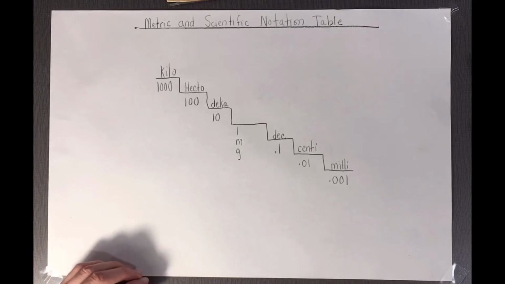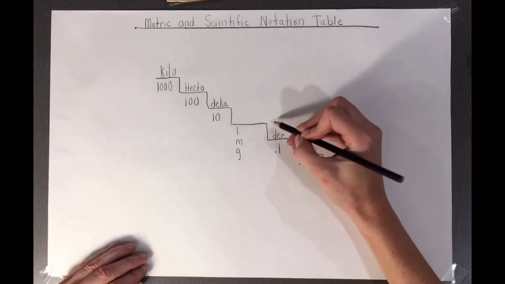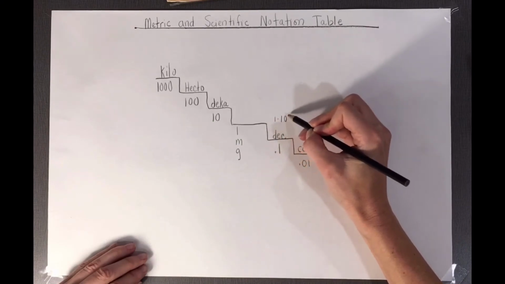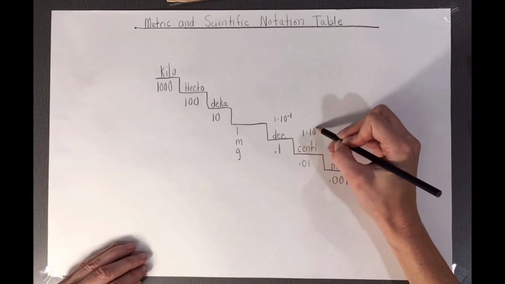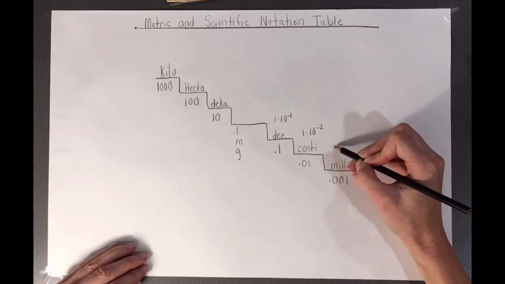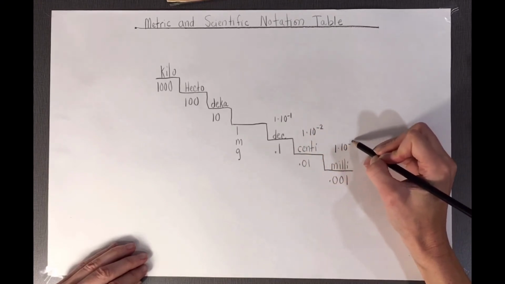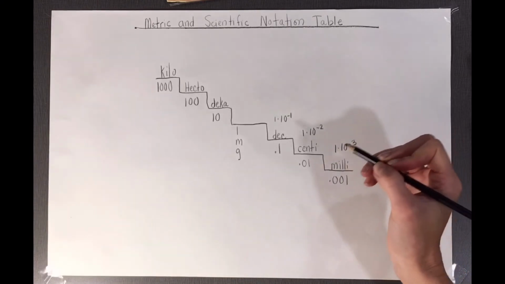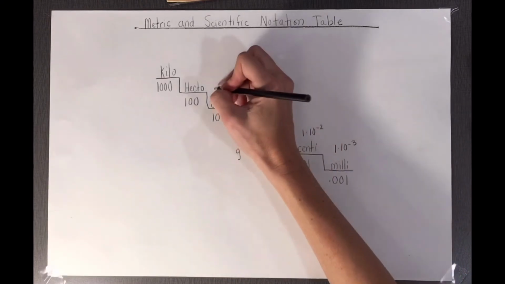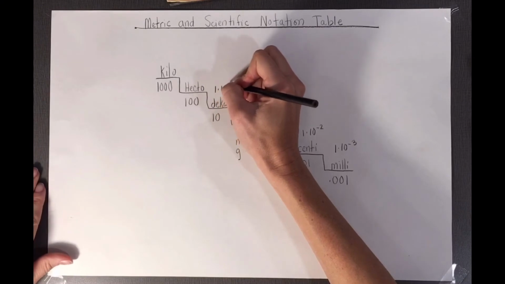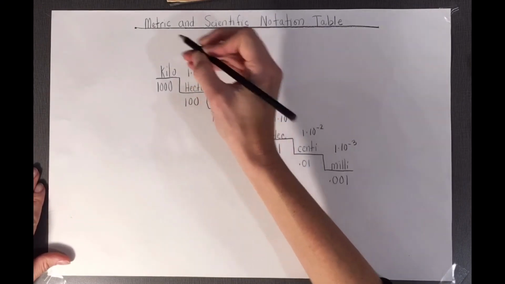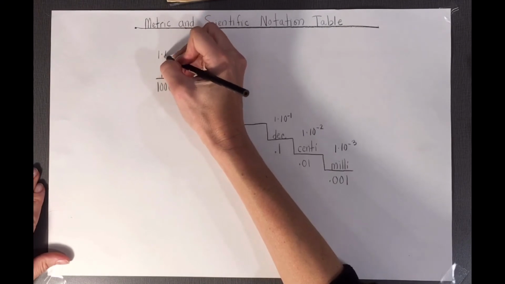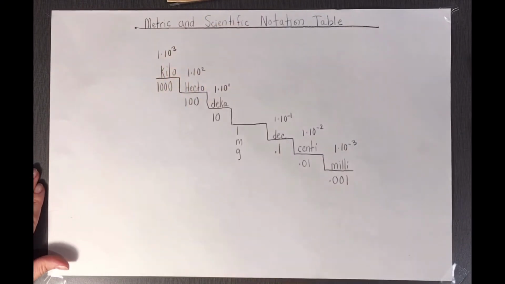Next, the scientific notation for a deci is 1 times 10 to the negative 1, centi 1 times 10 to the negative 2, and the milli 1 times 10 to the negative 3. Going up, the deca is 1 times 10 to the 1, hecto 1 times 10 to the 2, and the kilo is 1 times 10 to the 3.